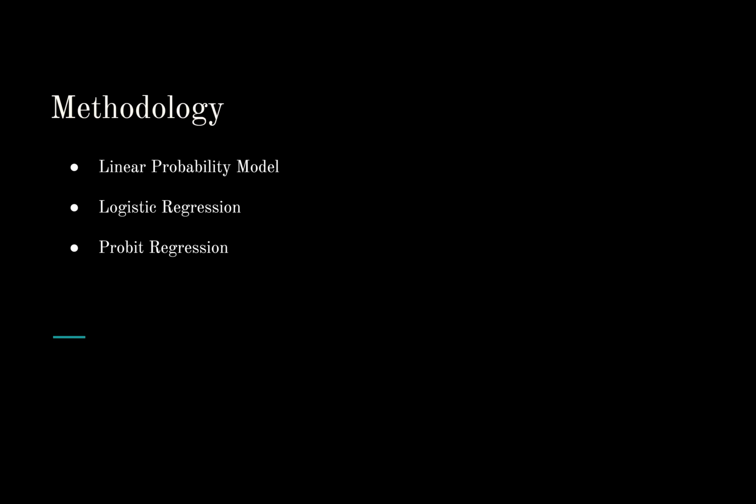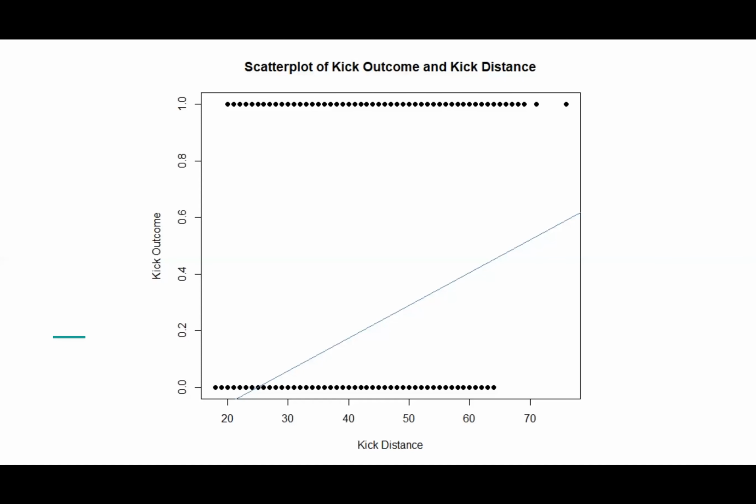The first model I ran was a linear probability model with kick distance as the only explanatory variable. The linear probability model is the same as an ordinary least squares regression model, essentially. The fitted line is obtained from minimizing the sum of squared residuals, same as OLS.